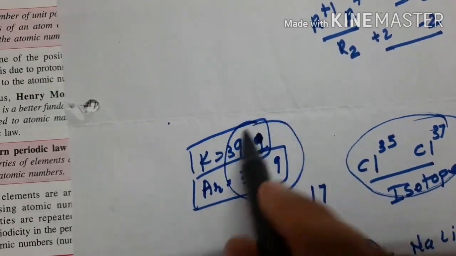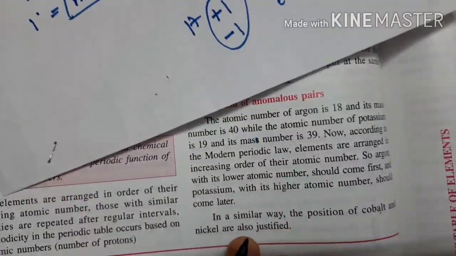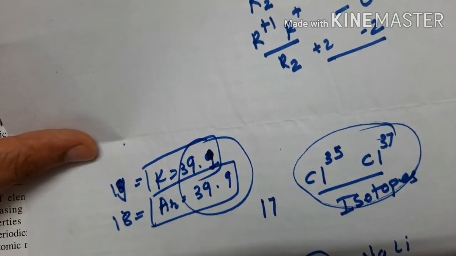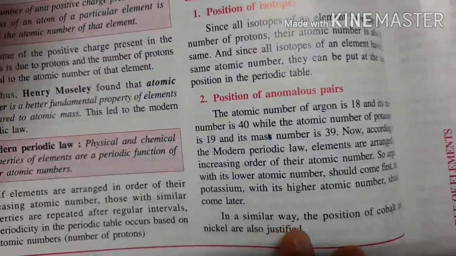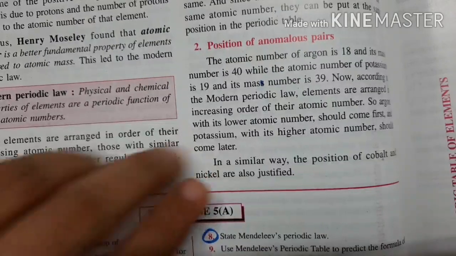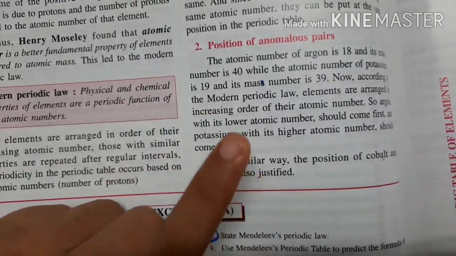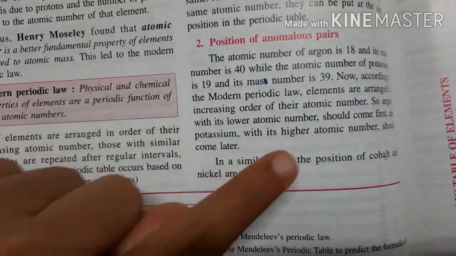So, after this, with atomic number, argon is 18 and potassium is 19. So, that problem is also solved. Okay. So, whatever pair he arranged, that pair is considered correct after all the elements are arranged according to the atomic number.